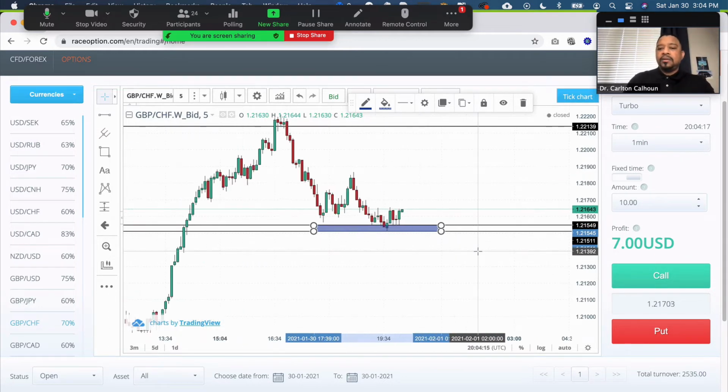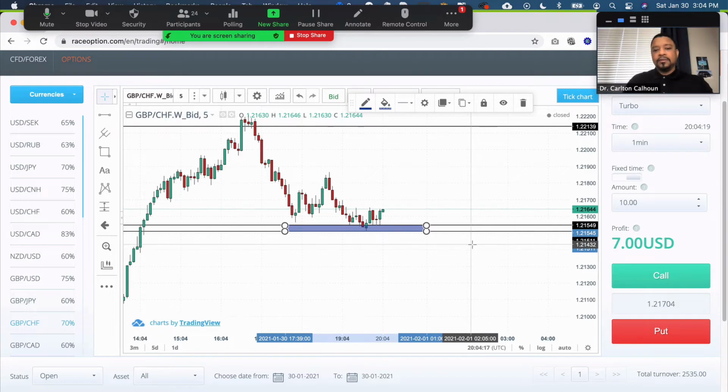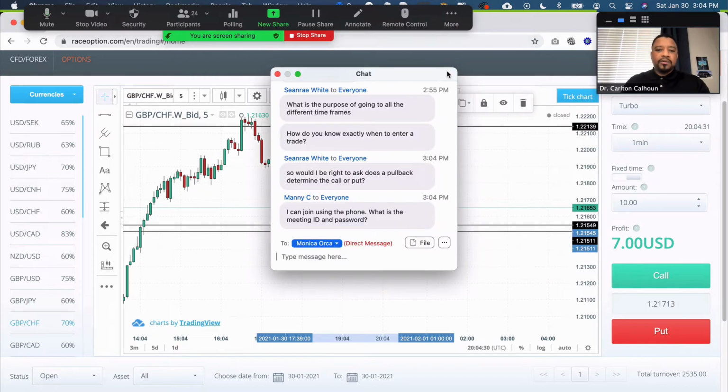And again, there is no exact science. I don't care what people tell you, what the gurus tell you. If there was an exact science, they would be 100% accurate. So your trades are based on your experience, your analysis, and your gut.